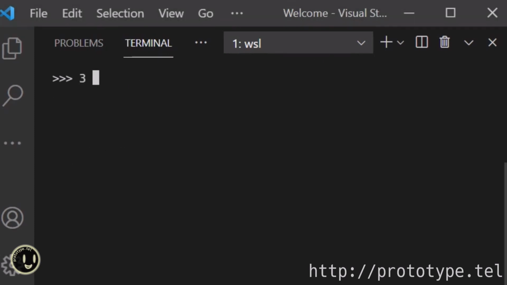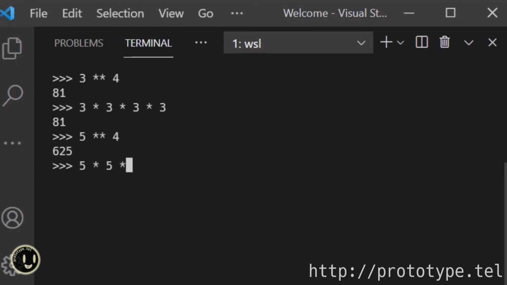Explain exponentiation. Exponentiation is calculated using asterisk asterisk. Useful when calculating cubic centimeters or square centimeters.